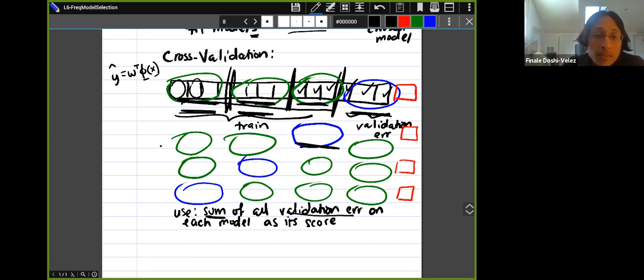So in each one of these rows over here, you will end up with a different solved value of this W. And then once you have y hat = W transpose B, so now you have a different basis, right? You have two different models that you're choosing between.